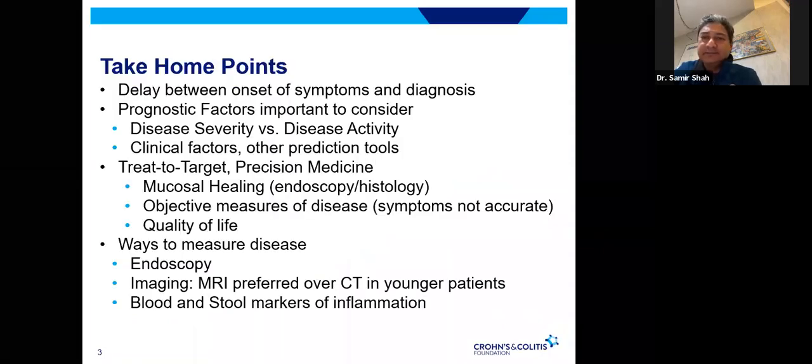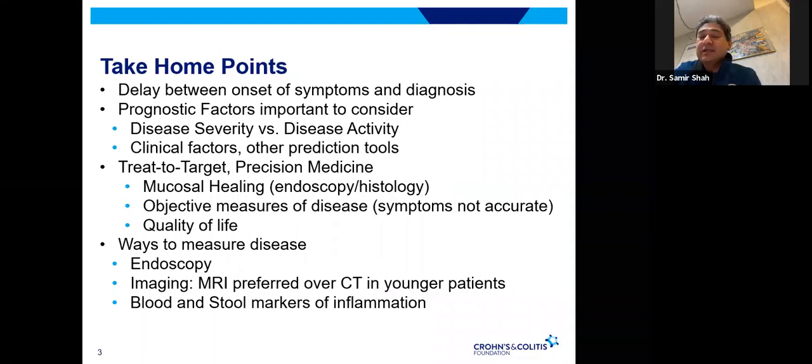Next slide. So my take-home points for this talk: we're going to talk about the delay between onset of symptoms and diagnosis. And unfortunately, even in 2021, there's still that delay in studies that can be months or even years. Hopefully that's becoming less frequent than it was in the past. We'll talk about prognostic factors that we understand when we're considering how to treat somebody once we've made the diagnosis of Crohn's disease or ulcerative colitis.